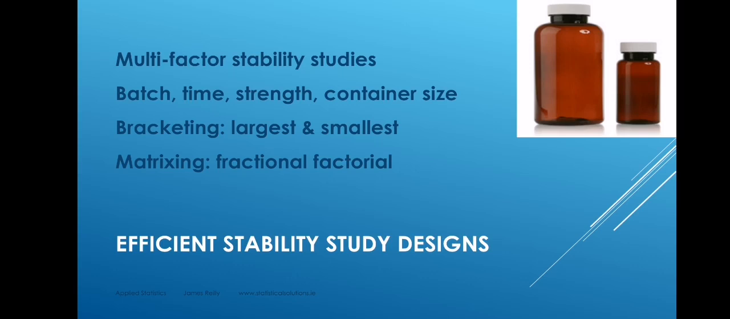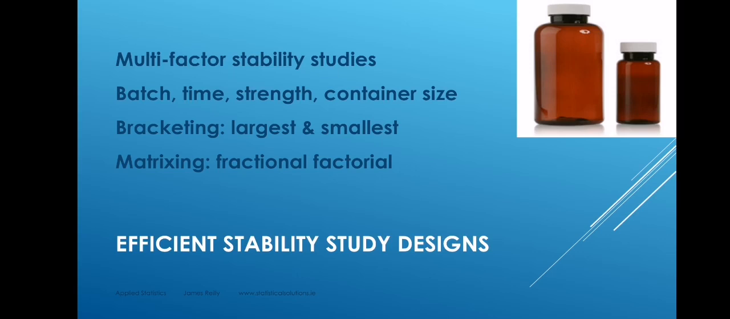And when we do that, sometimes we do what's called bracketing. That is, if we have multiple container sizes, from smallest to largest, we sometimes use only the very largest and the very smallest. And we carry out our stability study using those container sizes. And then we assume that that expiry date would be suitable for all the intermediate container sizes. We just assume that the expiry dates or the shelf lives for the intermediate containers aren't any shorter than for the smallest and largest container size.